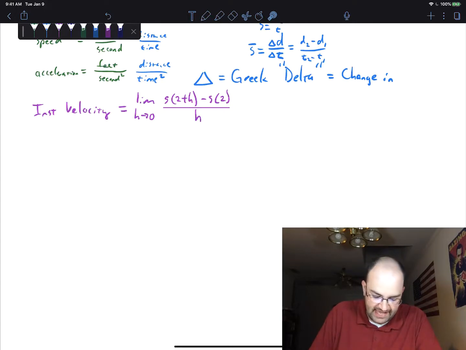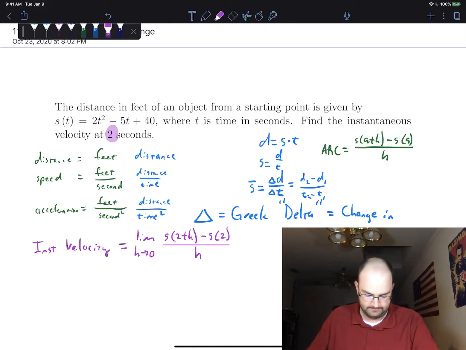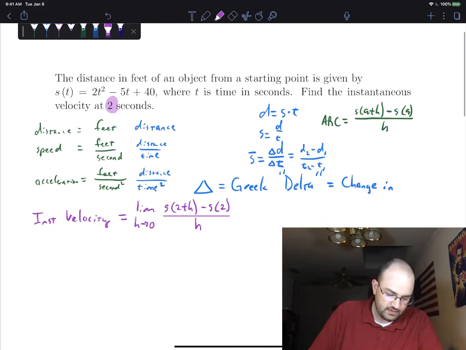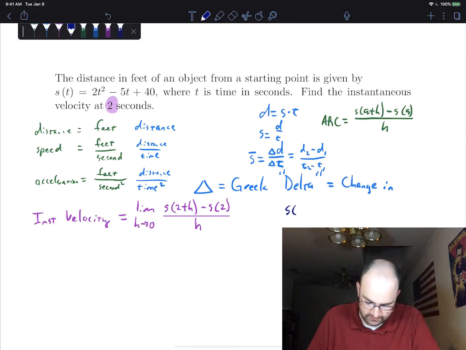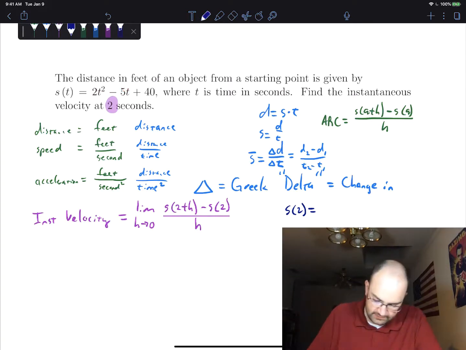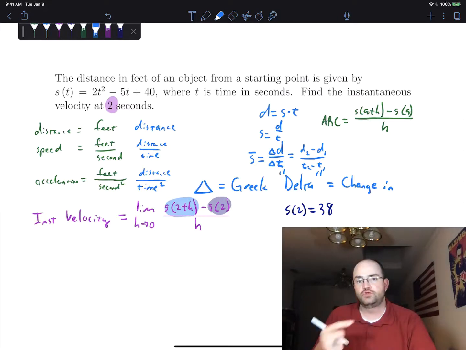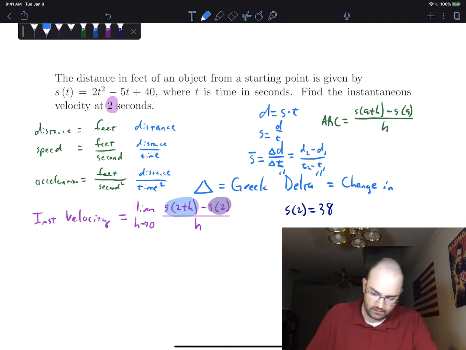Now notice that this a value is wherever it is that we're evaluating at. In this case, 2 seconds. From the previous video, or if you just want to figure out what s of 2 is, you can just plug in 2. So 2 squared is 4, 4 times 2 is 8, minus 5 times 2 is negative 10, 8 minus 10 is negative 2, negative 2 plus 40 is 38. So s of 2 equals 38. That's what we're going to replace this s of 2 with. The question becomes, though, what is s of 2 plus h? Well, let's figure that out.